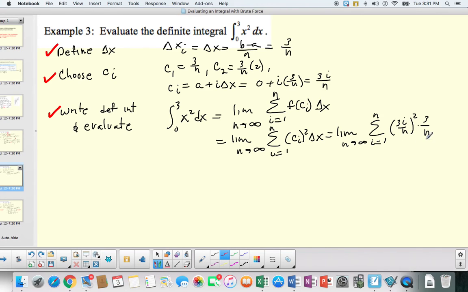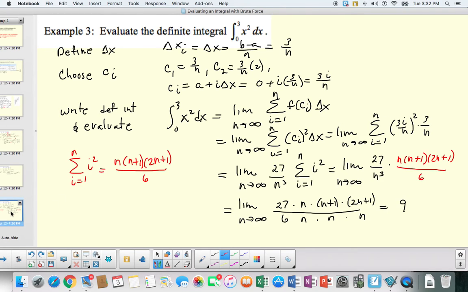Now at this point, I'd like you to stop the screencast and see if you can finish. And here's what it would look like after you finish. I'm going to be expanding this by pulling out the factor 27 over n cubed, and I have the I squared in there. And then I'm going to substitute the summation formula, do my limit, and then find that my answer is 9.